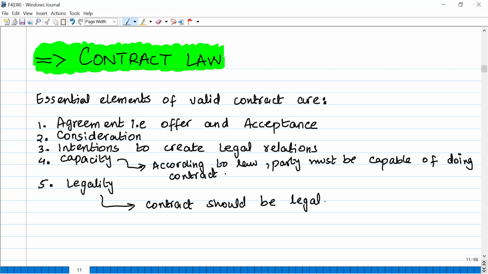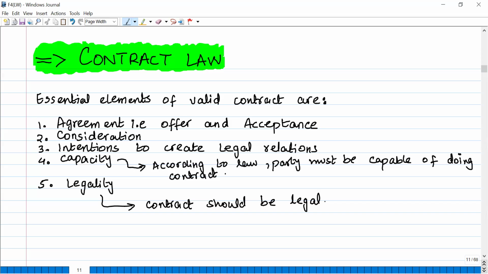And the last one is legality. The contract should be legal. You cannot have a contract for drugs and go to the court and say, I contracted with some person for selling drugs, and the other person is not paying me, so I want my payment. You cannot do an illegal contract. So there are five essential elements of a contract: agreement in which there is an offer and acceptance, then consideration, then intention to create legal relationship, then capacity and legality.